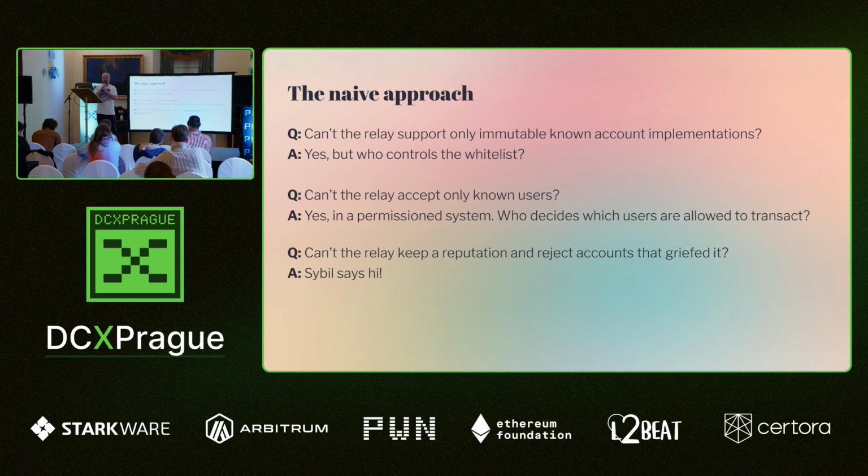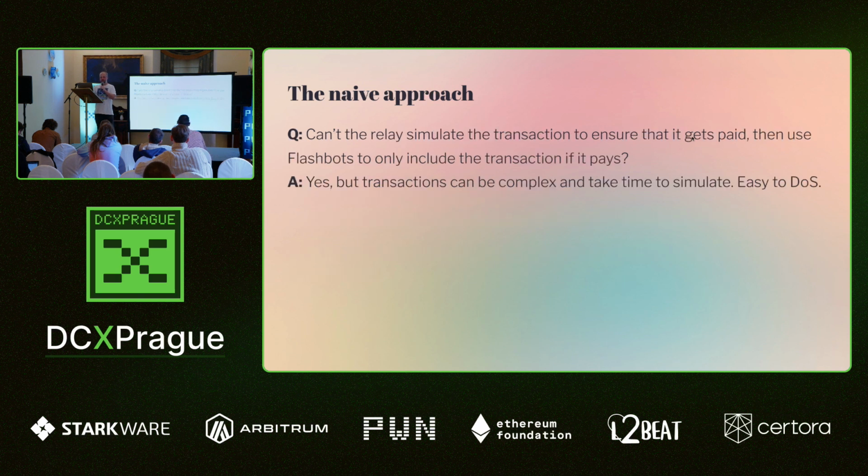Anyone can spin up any number of accounts and keep griefing the server until it's out of funds. So the server might try to be clever: simulate the transaction, make sure that it pays, and then use something like Flashbots, send it to the Flashbots relay, and ask the relay to only include it if it really pays the fee. So that would work until someone is determined to attack it.